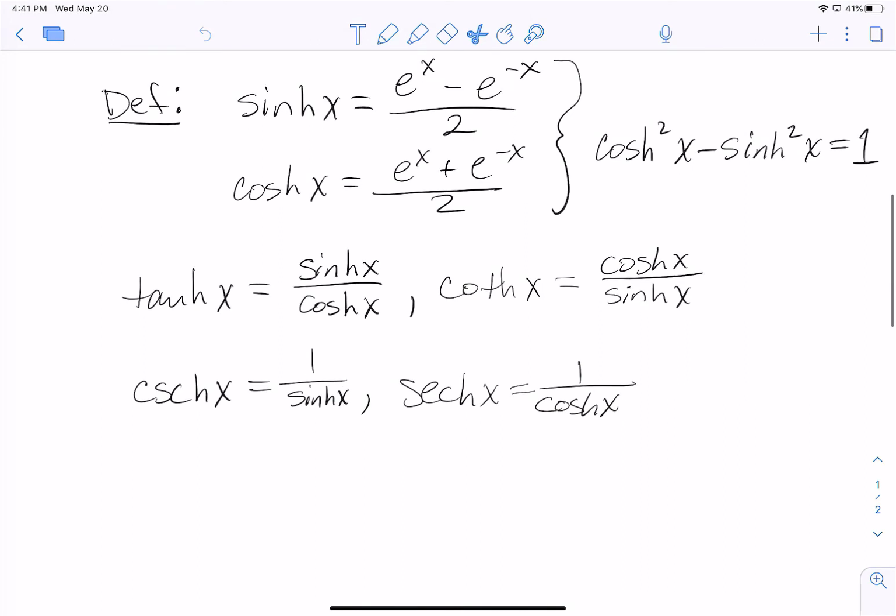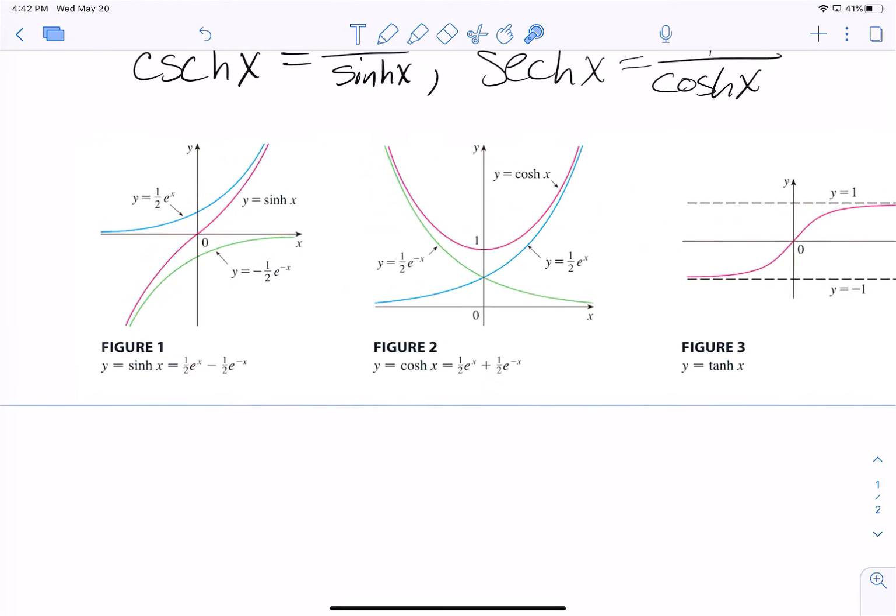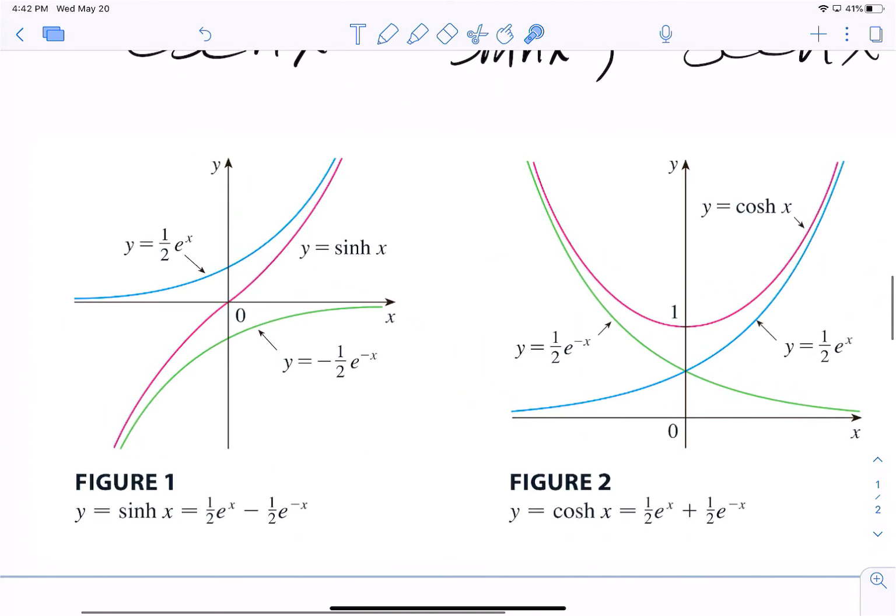Using these definitions for the hyperbolic sine and the hyperbolic cosine, we can come up with their graphs. And that's what we have here. In this graph on the left, we have y equals 1/2 e to the x in blue, and in green, y equals negative 1/2 e to the negative x. If you add those two together, you get the expression that defines the hyperbolic sine of x. Using graphical addition, that is basically adding the y coordinates for the blue graph and the green graph, we get this red curve, y equals the hyperbolic sine of x.